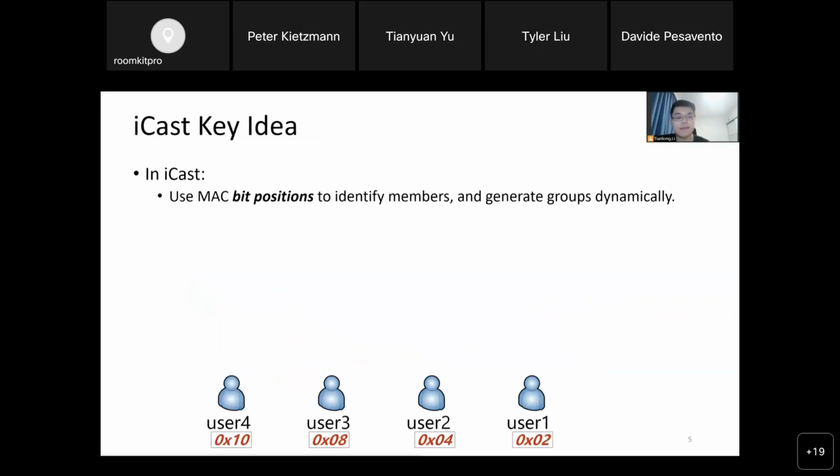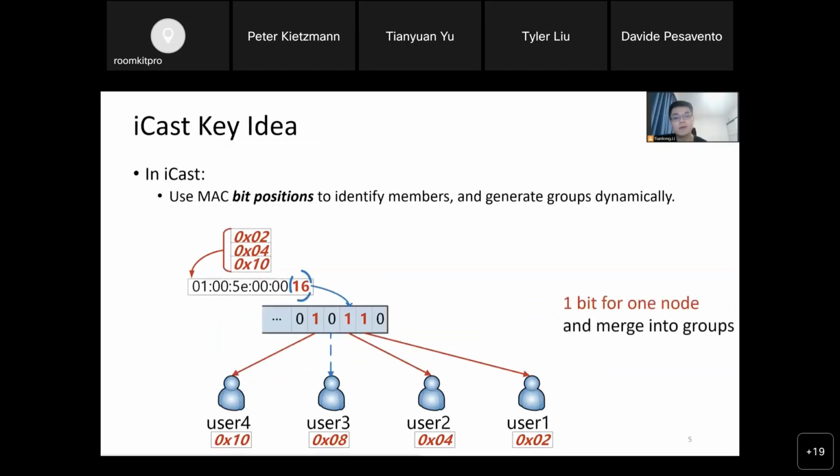The key idea of ICAST is using bit positions of the MAC address to identify members and generate groups dynamically. For example, all users are allocated different bit positions. To multicast data to users 1, 2, and 4, just set their bit positions in the MAC address to 1 and keep the other bit positions 0. With this, ICAST uses 1 bit of the MAC address for one node in the local network and is able to dynamically merge members into groups on demand.